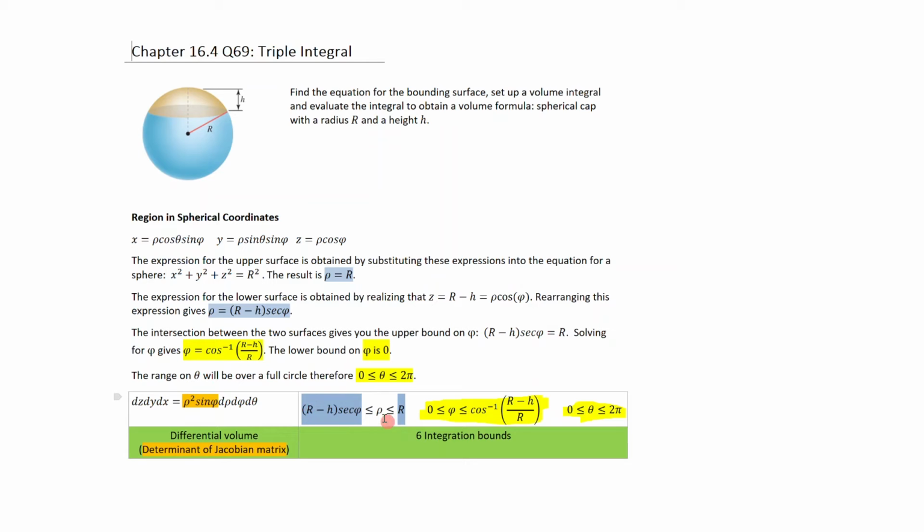Here's the lower bound, and here is the upper bound. And for phi, the lower bound is 0, the upper bound is this expression here, and the bounds on theta are from 0 to 2 pi, which is going once around the circle. That's 6 integration bounds here, and also the differential volume. We have all the information required to do the calculation.